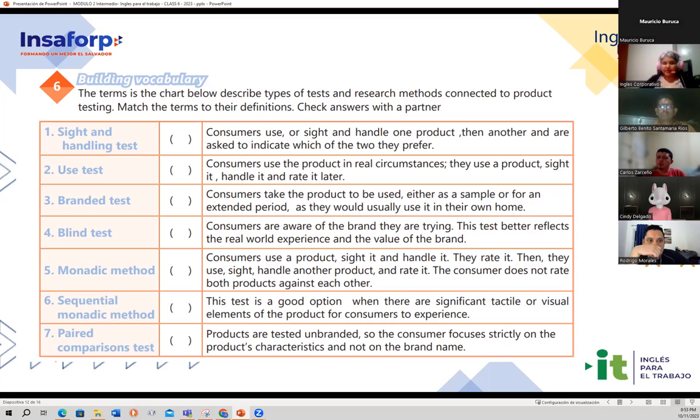Mauricio, do you have questions? I see you have raised your hand. Yes, teacher. I don't know what monadic method means.